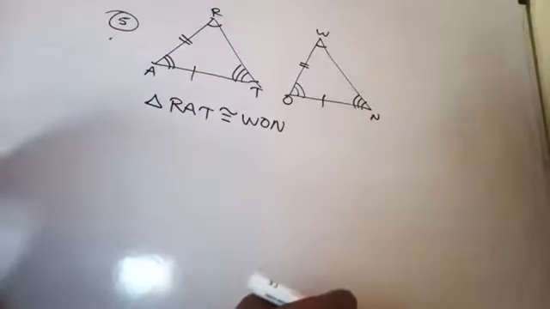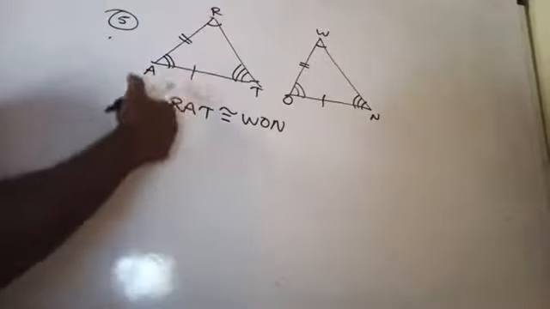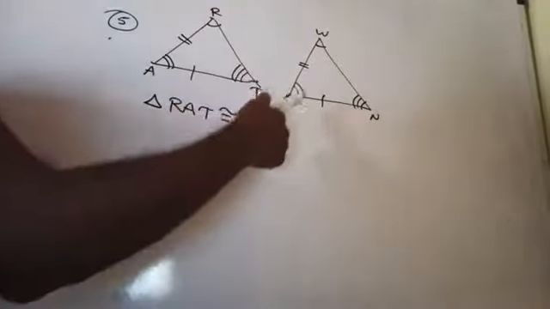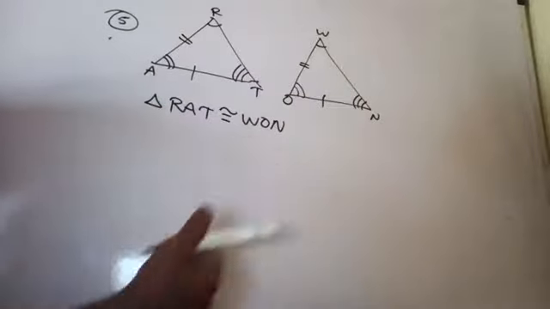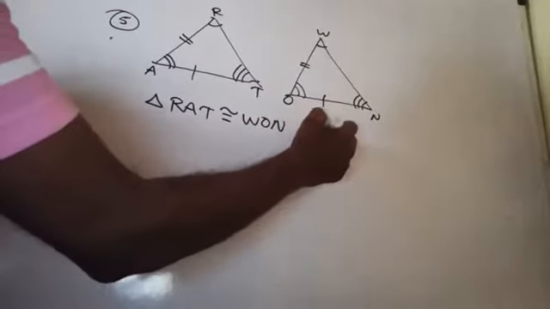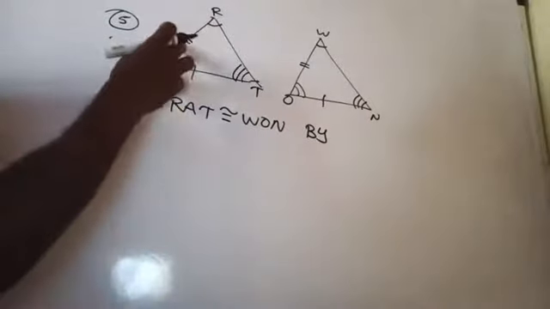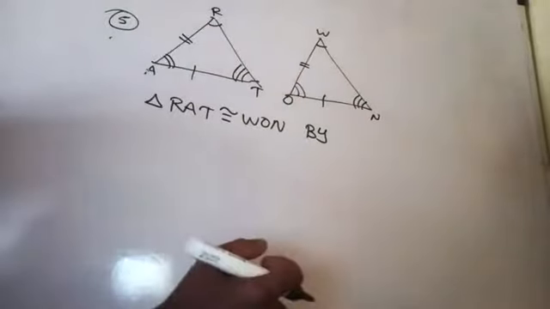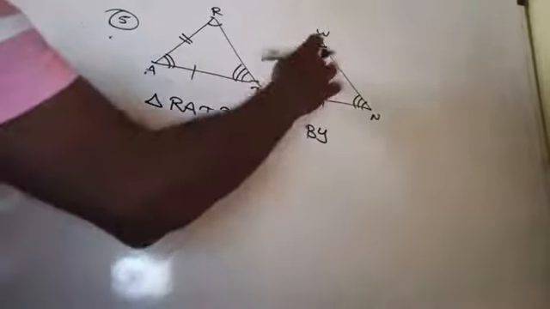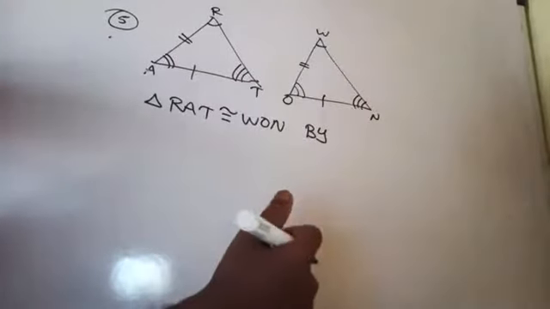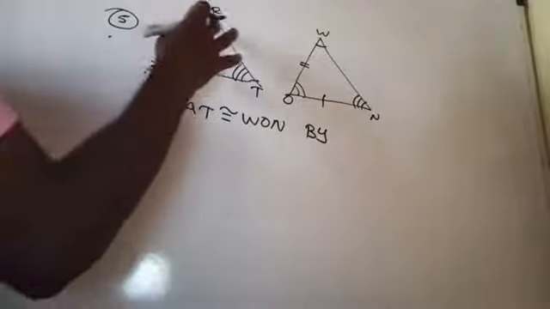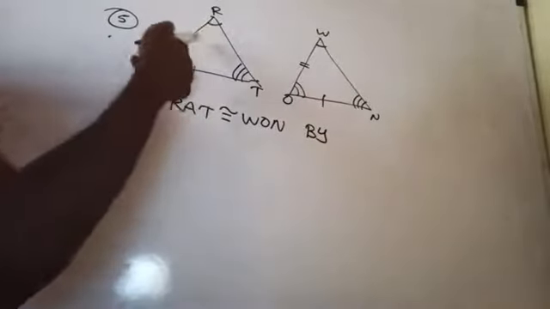Are you getting there? So triangle RAT is congruent to triangle WON by which congruence rule? This is the side included between these two angles. So you can say that, if you are saying this one, SAS.